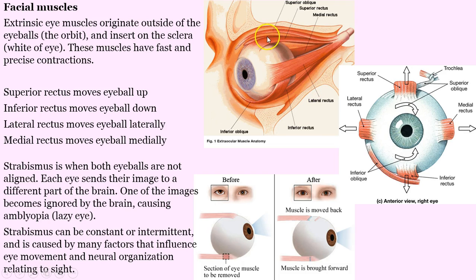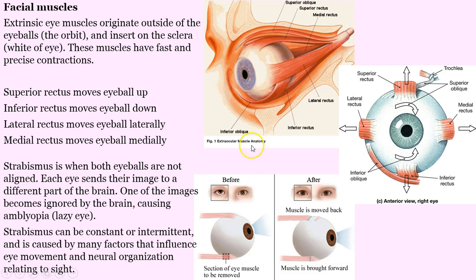So you have the superior. It's going to move the eyeball up. Inferior, move the eye down. Lateral, move it laterally. Medial, move it medial. Now strabismus is when we have a congestion with extrinsic muscles. Okay, there's lots of eyesight disorders. I'm not going to cover them because this is about muscles.